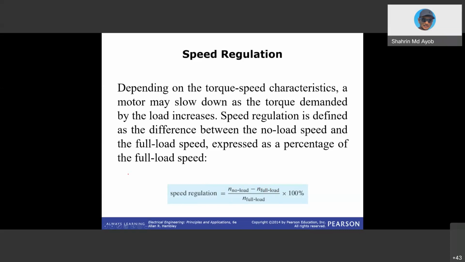This one also, I think, is very important: speed regulation. For a good motor, the difference between no load and full load is very minimum. So that is a good motor.